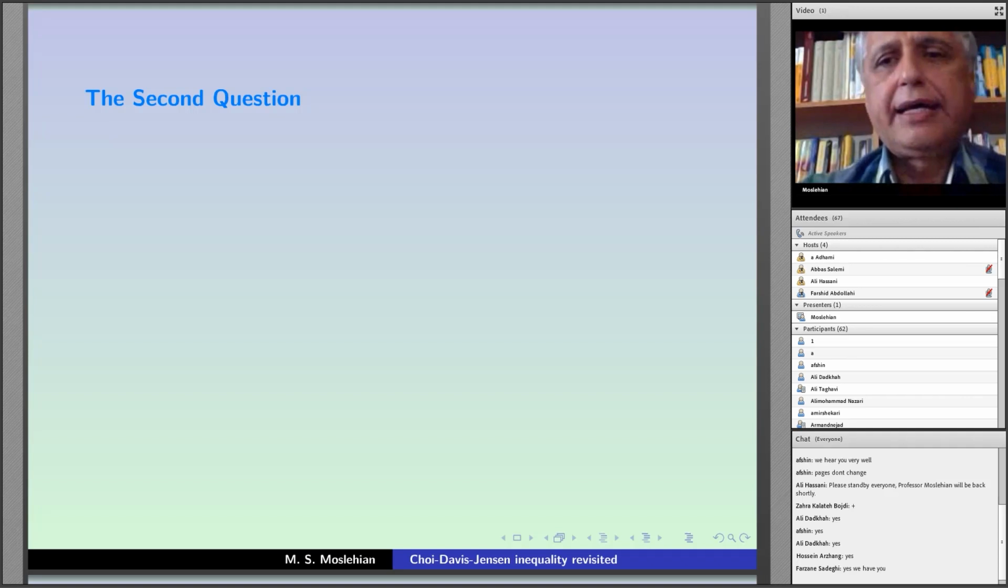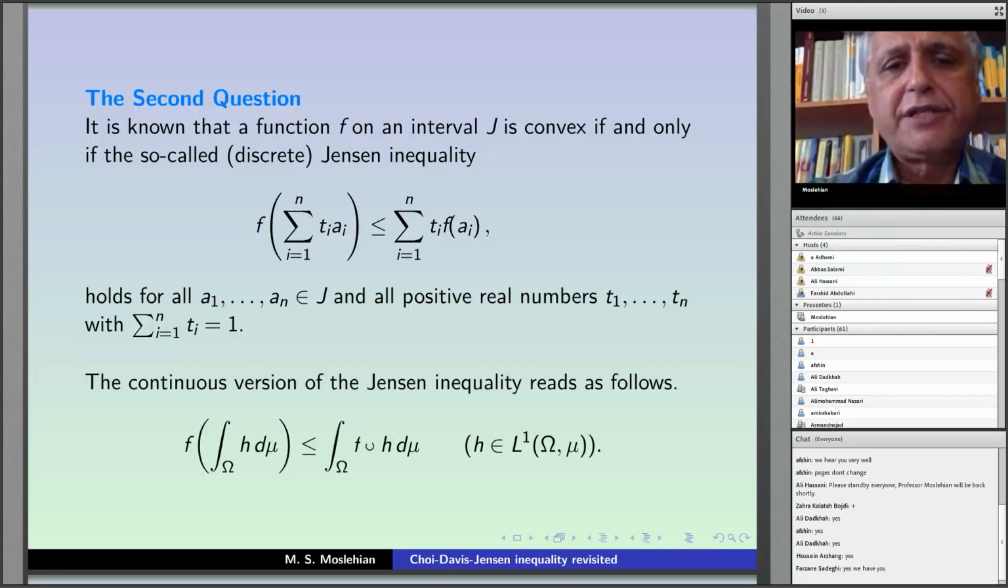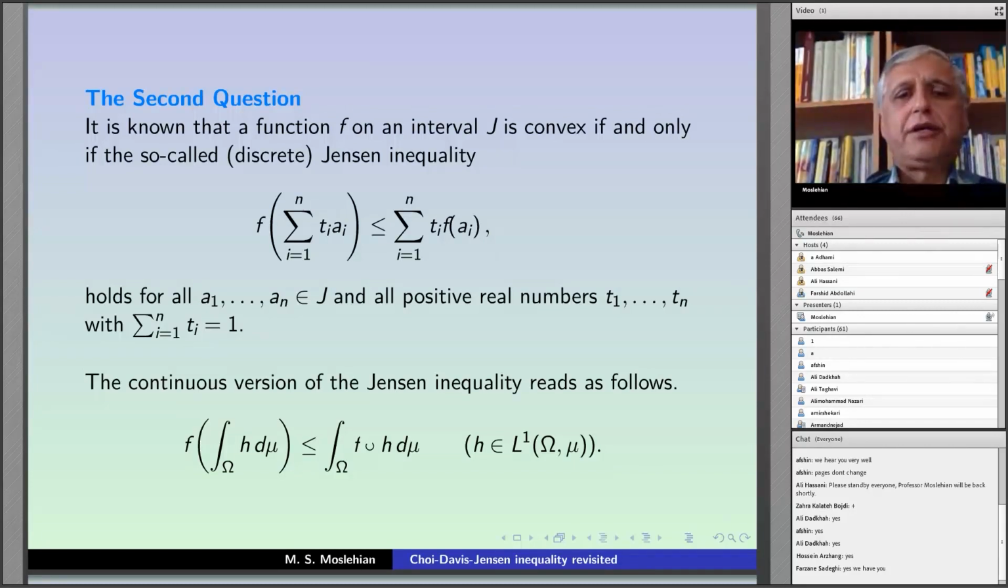Now we try to answer the second question. It is known that a function f defined on an interval J of the real line is convex if and only if this inequality, which is called the discrete Jensen inequality, holds, in which a1 up to an are in J and t1 up to tn are positive real numbers whose sum is 1. The continuous version of the Jensen inequality is of this form.